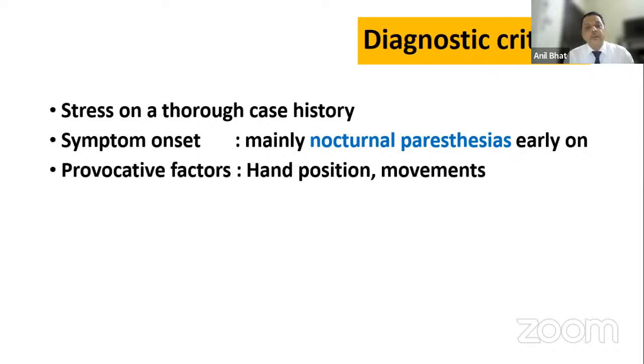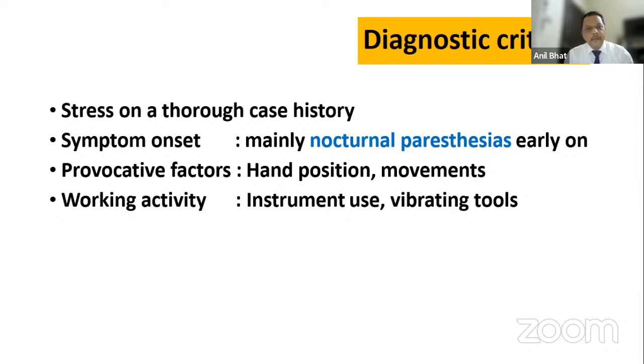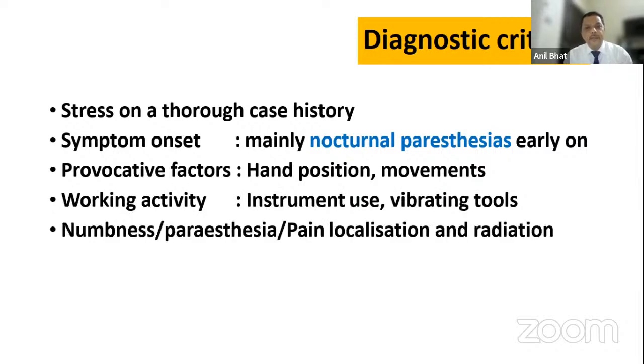Okay, so look at what is provoking the symptoms, hand position, movement. Ask them clearly. It could be anything. It could be in the office, somebody operating, somebody working a machine, somebody at home doing housework. Any of these things, ask them specifically at what position or what movements cause the paresthesia, what instruments they use, what vibrating tools they might be using, where is the numbness, paresthesia, or pain. Sometimes it could be pain also, and some radiation.